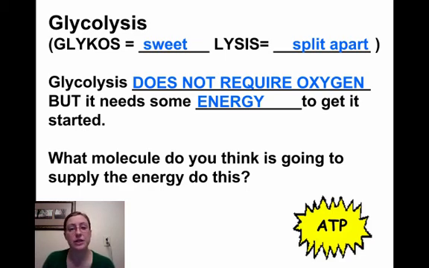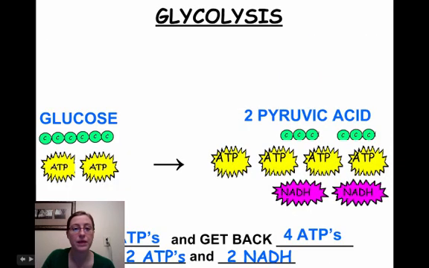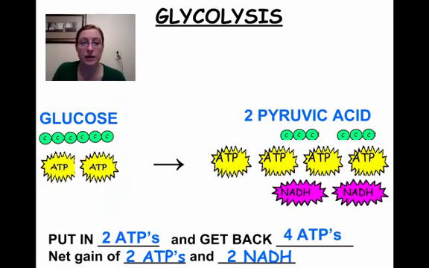So if we need energy to get this process started, which is a cellular chemical reaction, where do you think we're going to get that energy from? We're going to have to use a little ATP. Okay, we need to use some ATP molecules for that. So, in order to get out some energy, you need to invest some energy. So we call these the investment and the payoff phases of glycolysis.